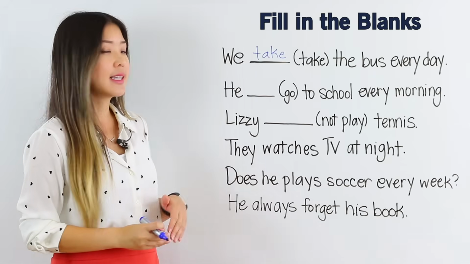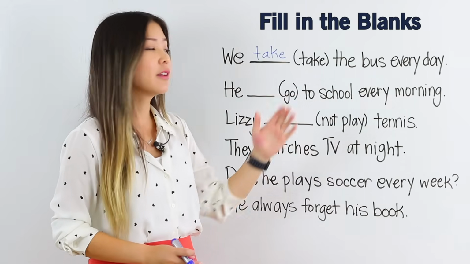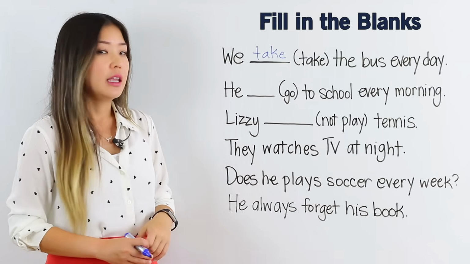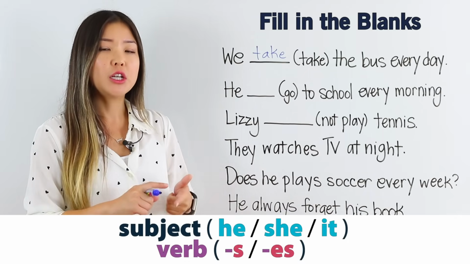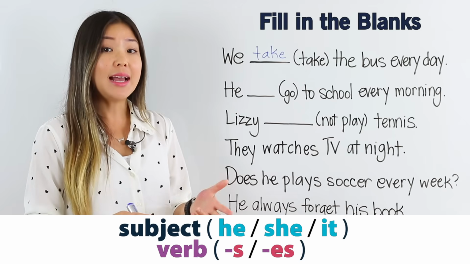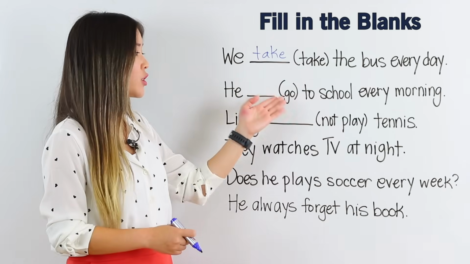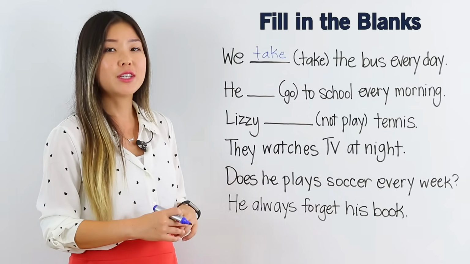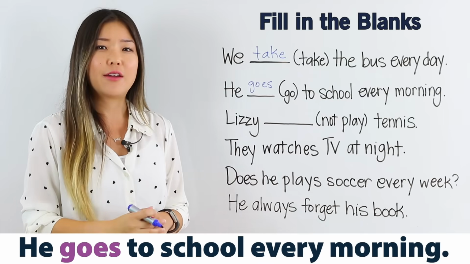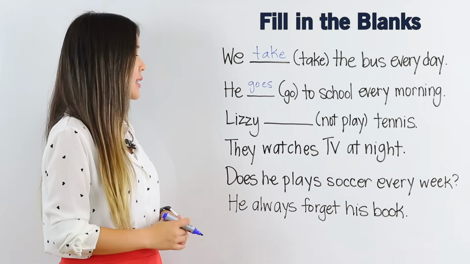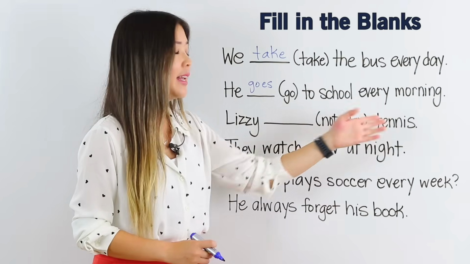In the second sentence, it says he blank to school every morning. Again, a routine. The subject here is he. What do we do if the subject is he, she, or it? We add S or ES to the verb. In this example, the verb is go. So we have to add ES. He goes to school every morning. In the next sentence, it says Lizzie not play, in parentheses, tennis.